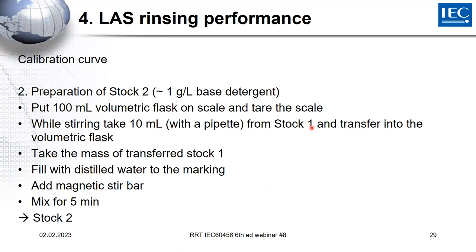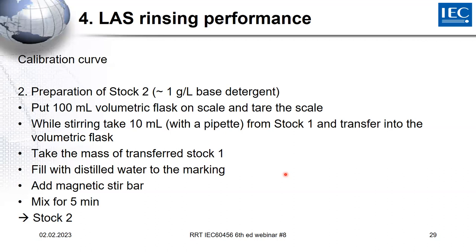the flask. And by taking the mass of the stock one solution, you don't have to take exactly 10 milliliter. It could also be 9.5 or 10.5, something like this. Because as we measure the mass, we are much more precise than with the pipette.